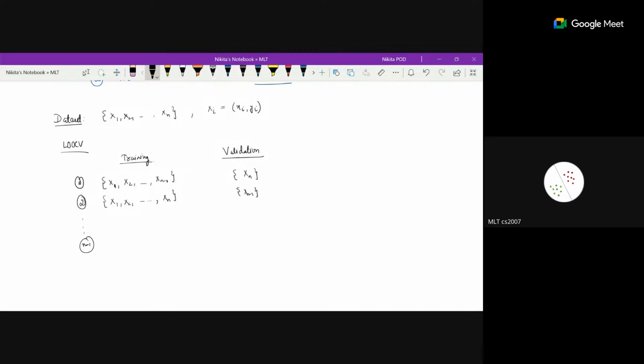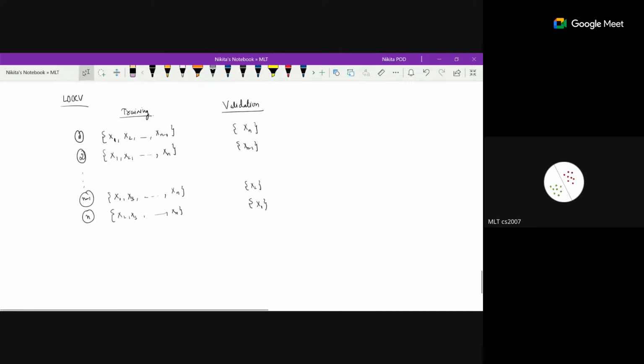The n minus 1th would be, let's say, I have used x2 as the validation and the remaining in the training. And the nth such case would be that I use the first term itself as the validation. So x2, x3, and so on till xn. And for validation, I use x1, right?